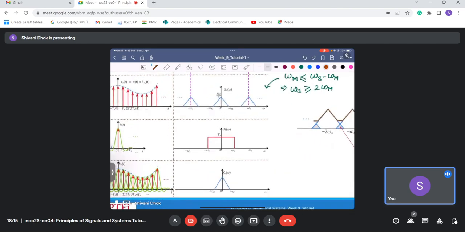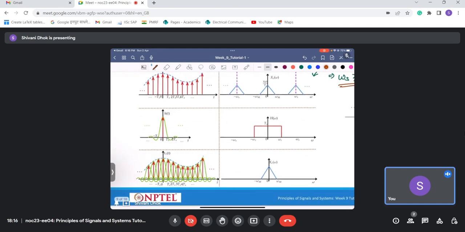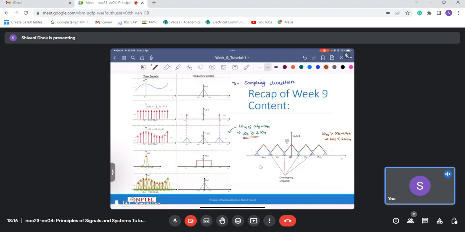But if I am able to reconstruct back the original signal when this Nyquist theorem is satisfied, then I'll get an interpolation using sinc functions, which is something like this. I hope this part is clear to everyone. So basically, in order to reconstruct back or regain back the original signal, what we need to make sure is the sampling frequency is at least equal to twice the maximum frequency.